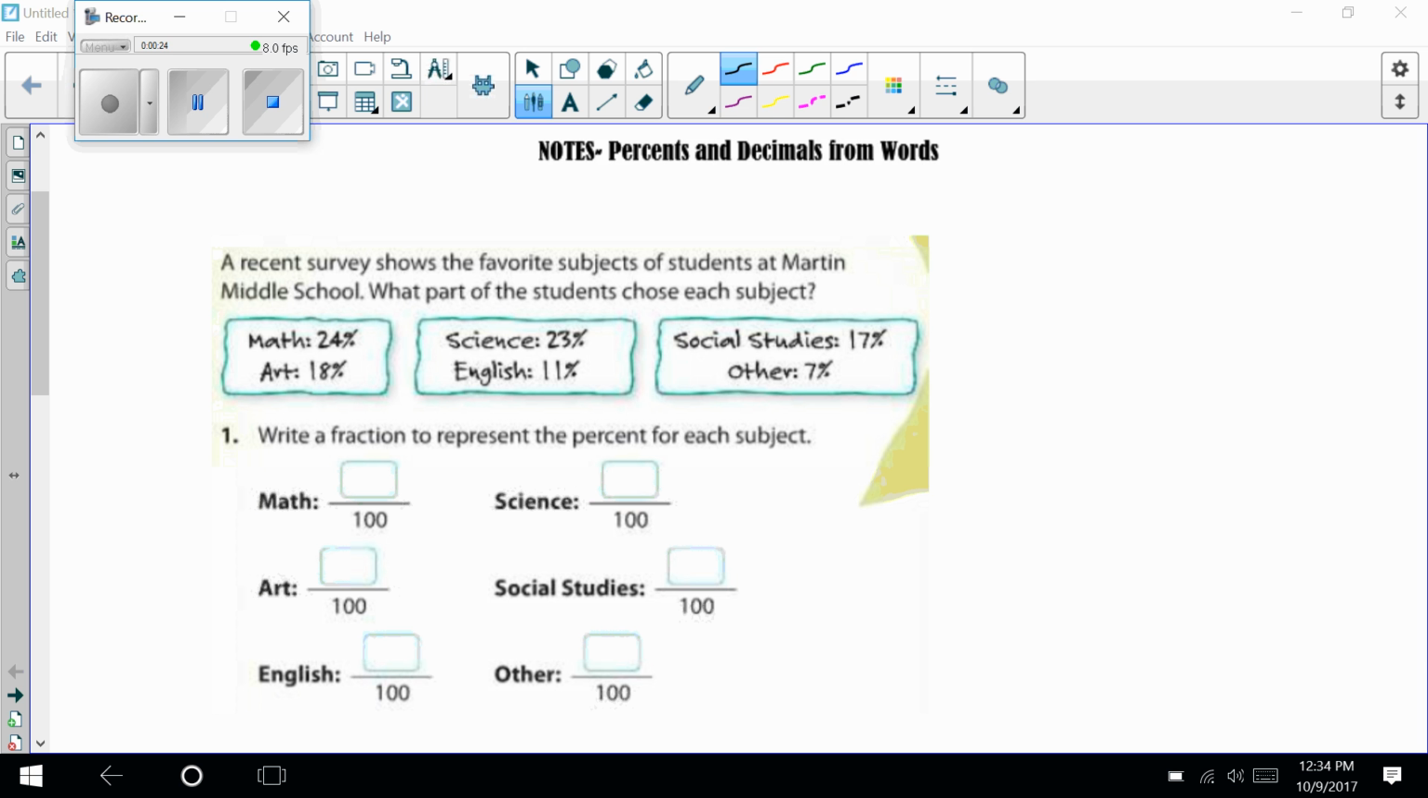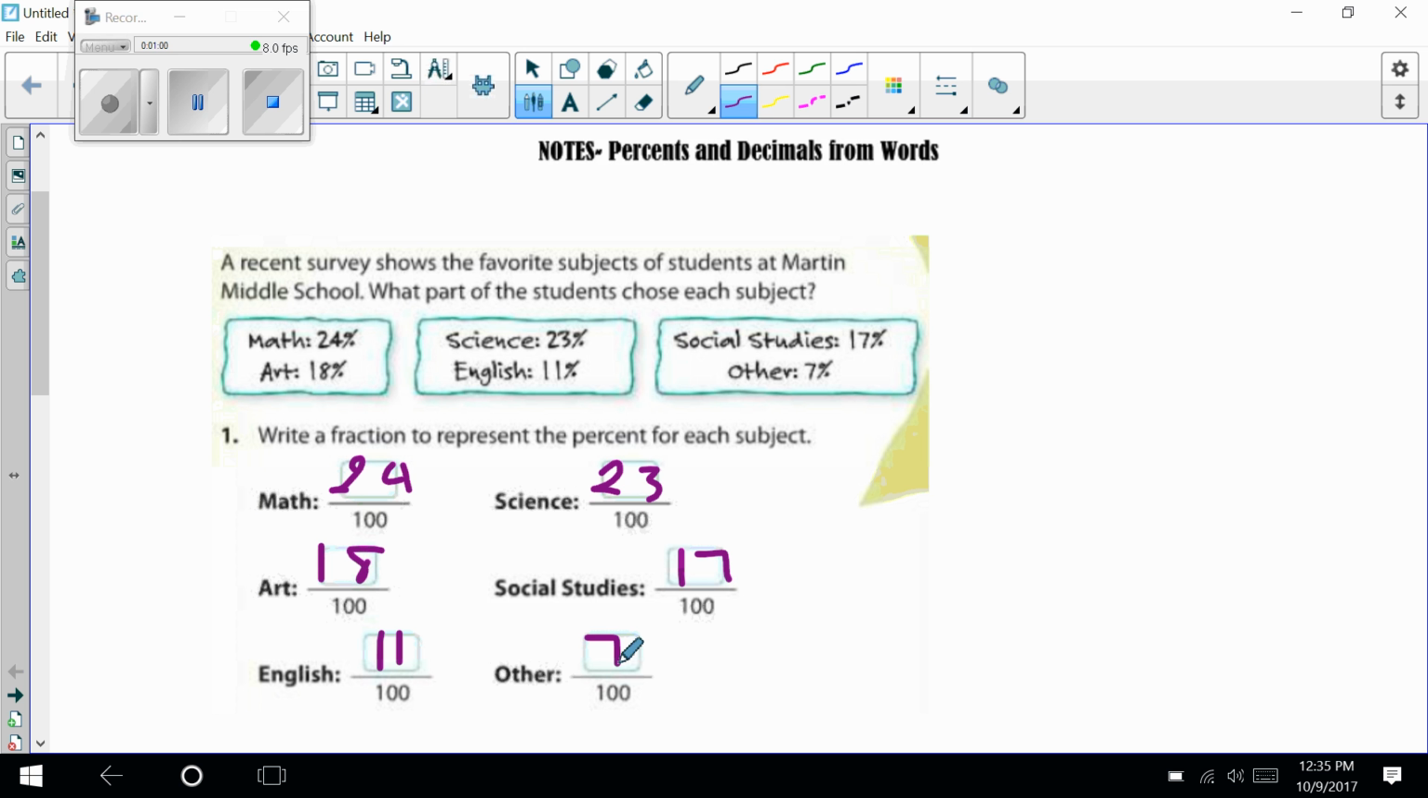Okay, so you see we have all percentages here for each one of our different subjects. So in our percentages, we know that in order to turn a percentage into a fraction, 100 is going to be our denominator, and all we do is take the percent and it becomes our numerator. So if we follow that, we know that math is going to be 24 out of 100. Art is going to be 18 over 100. English is 11 out of 100. Science is 23. Social studies is 17, and our other is going to be 7 out of 100.